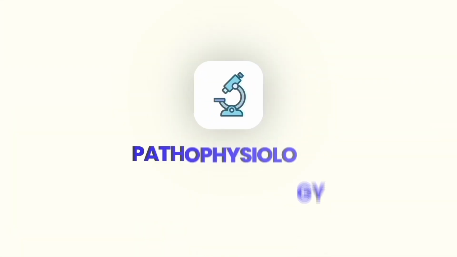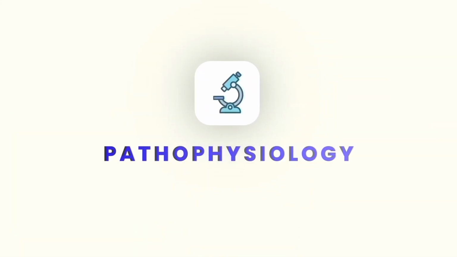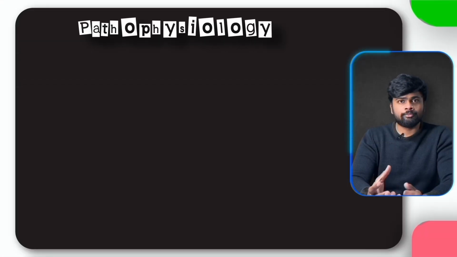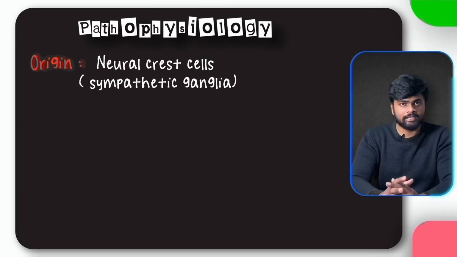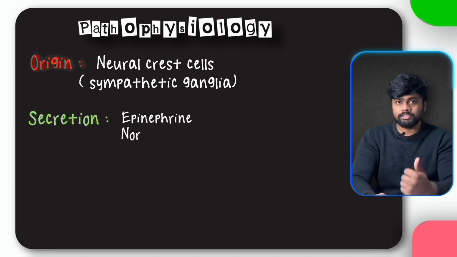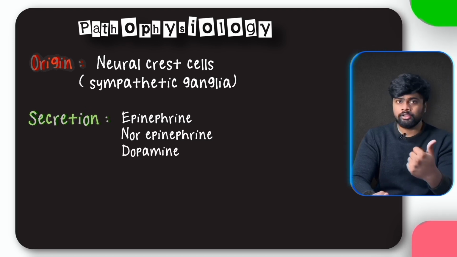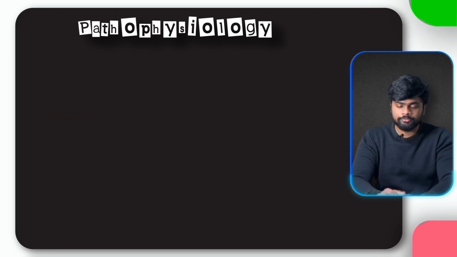Now let us understand the pathophysiology of these tumors. Where are these tumors coming from? These tumors are actually neural crest tumors which are coming from the sympathetic ganglia. And what do they secrete? They secrete three types of hormones: epinephrine, norepinephrine and dopamine.